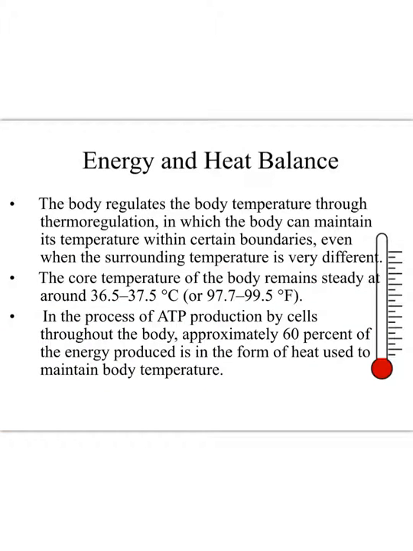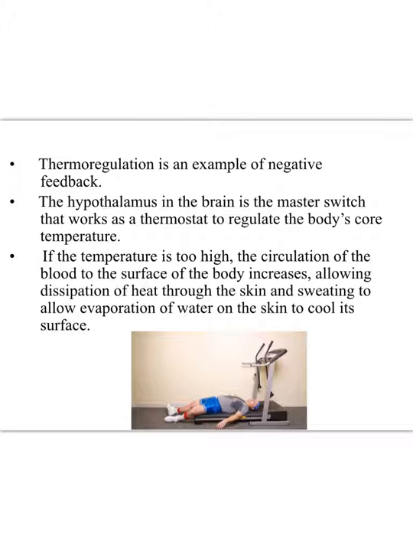Let's change direction a little bit now and start talking about energy and heat balance. We talked about the fact that through the process of metabolism and breaking down molecules, you're releasing energy, and about 40% of that energy is going to be used for actual work performed by the cells, and about 60% of that is going to be lost as heat, and that's going to give us our body temperature. You have a pretty narrow homeostatic range of temperature, and this is one of those examples of negative feedback that we talked about very early on in this course.